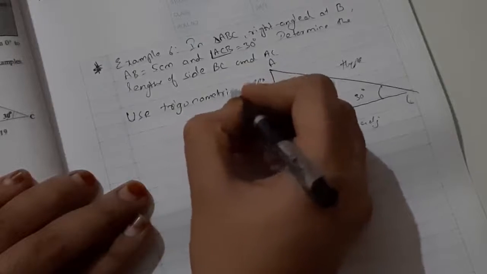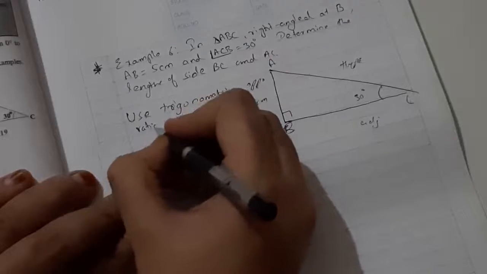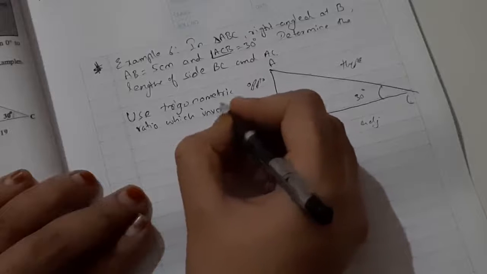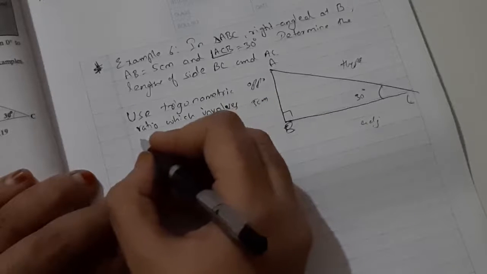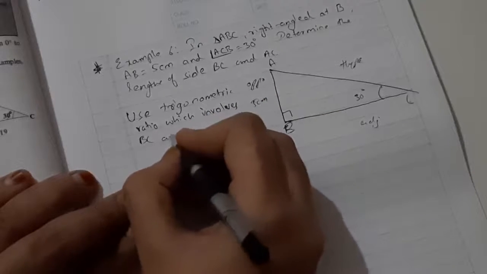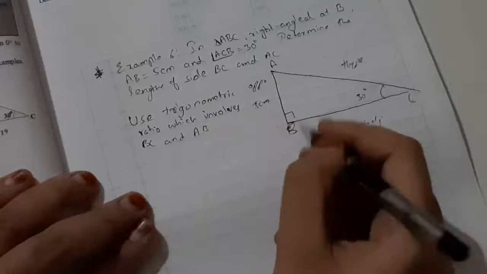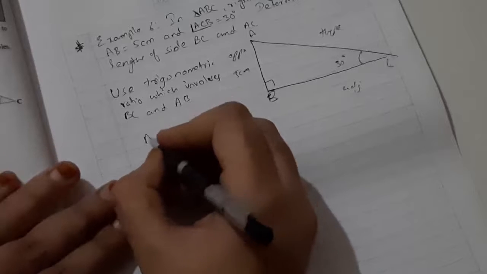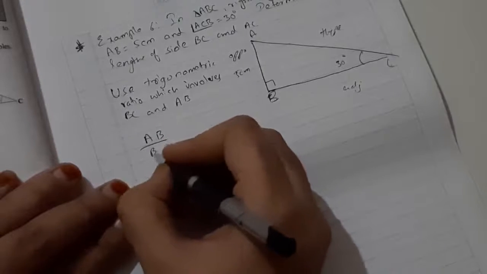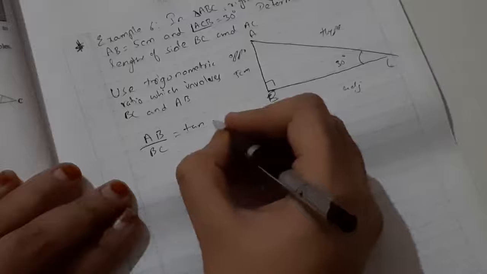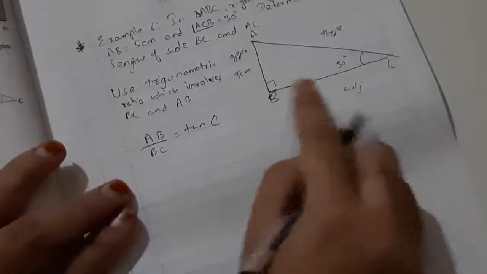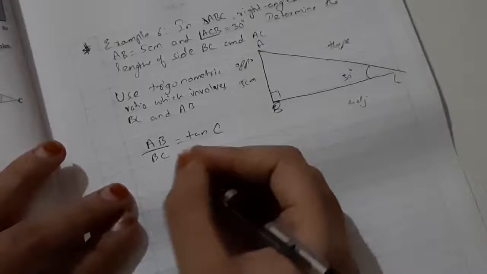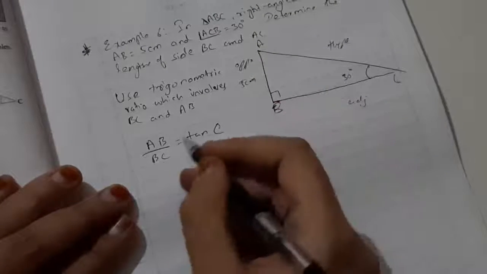So we need to use the trigonometric ratio which involves BC and AB. We need both. So what we can do? AB divided by BC is equal to tan C. We are using tan. Tan of C is opposite by adjacent. So AB divided by BC is equal to tan C.